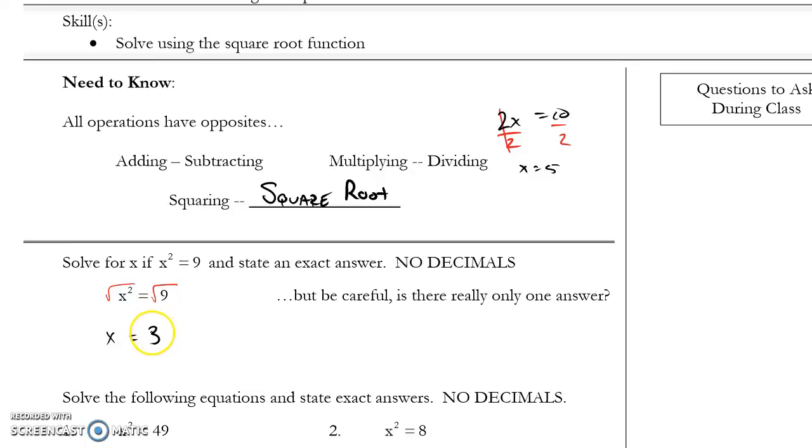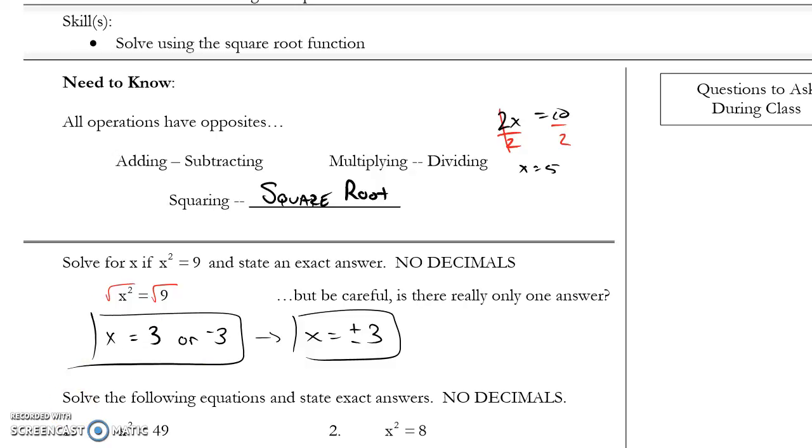The first one is the obvious, it's 3. The second one is not as obvious. Have you guessed it yet? It's negative 3. So we would actually say that this is x equals 3 or negative 3. The other way you will write this, and you'll see this written all the time, is plus or minus, positive or negative 3. Either of these would be acceptable answers. Because negative times negative is positive. Positive times positive is positive. This only happens in equations, not in expressions.